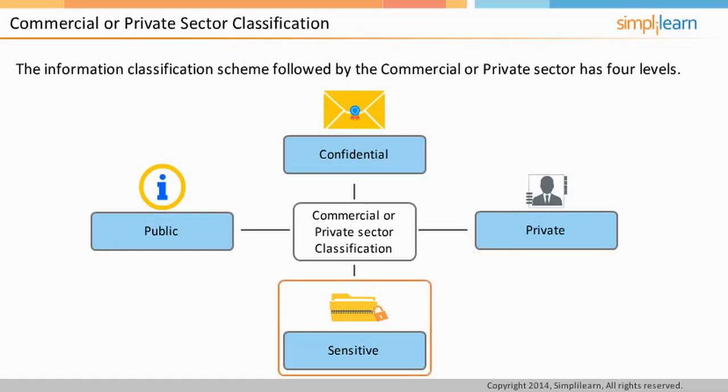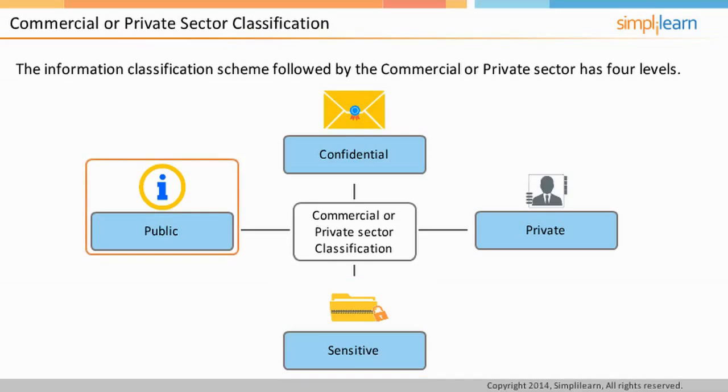The third level is sensitive. Information that requires a higher level of classification than normal data can be termed as sensitive. Unauthorized disclosure of this information could affect the company. This information is protected from a loss of confidentiality as well as from a loss of integrity due to an unauthorized alteration. This information requires a higher than normal assurance of accuracy and completeness.